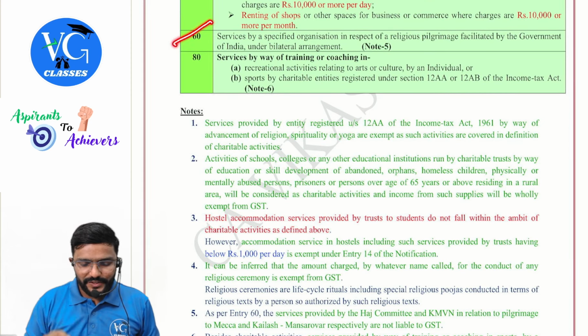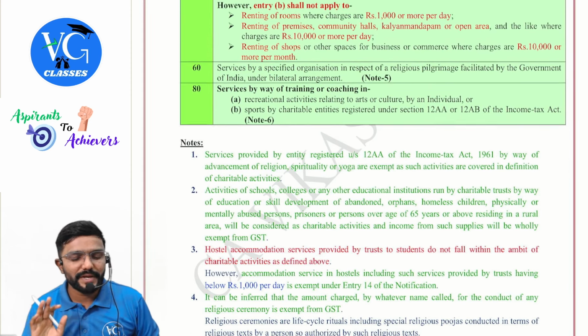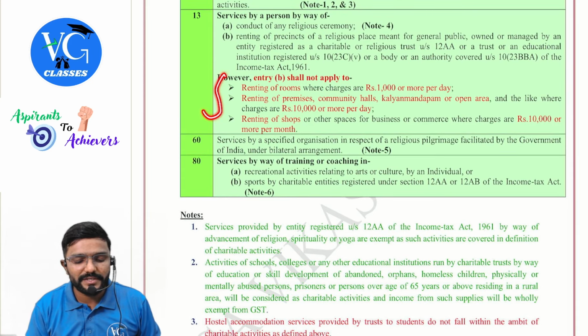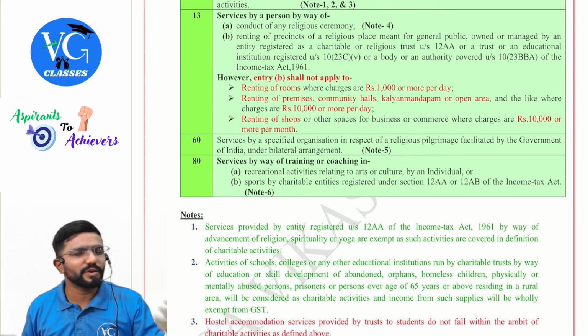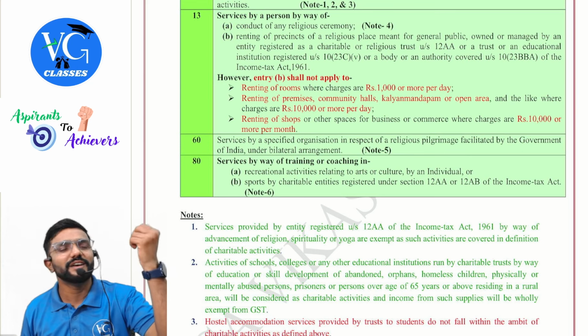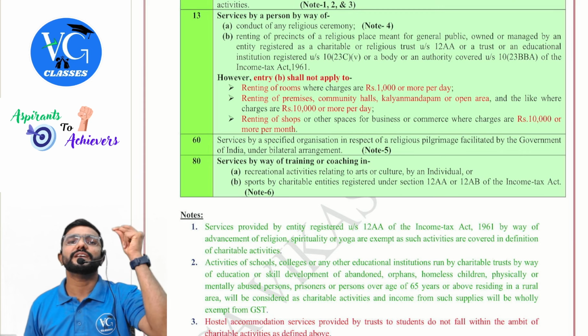Next, 60. Services by a specified organ. And please be careful, guys. Please be careful. These limits are only for B. For A, they may charge 10,000, 5,000, 5 lakh, 10 lakh, 1 crore, whatever. Exempt.